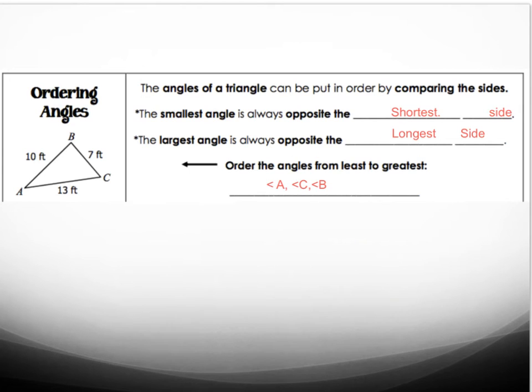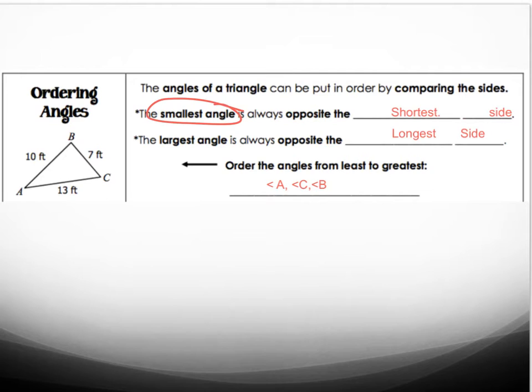Alrighty. In our last concept, we're going to talk about ordering sides and angles. We're going to be given limited information, but we are going to be able to answer the questions using the information that we are given. So here I'm given information about the sides, and the directions say ordering angles. So when we're ordering angles, the smallest angle is always opposite the shortest side, and the largest angle is always opposite the longest side.